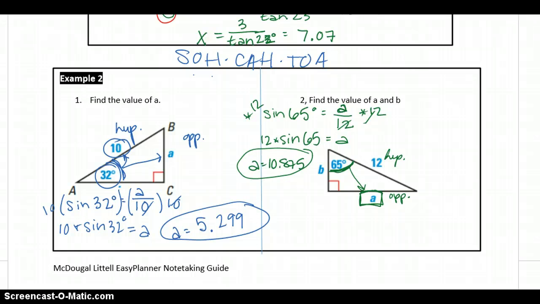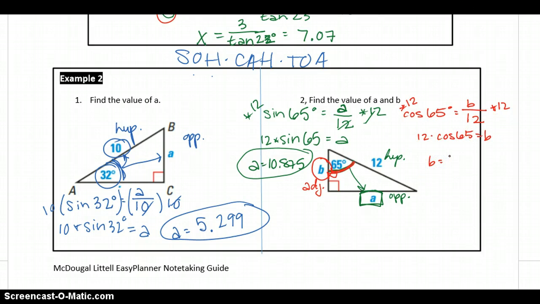Alright, let's find side B now. We still are only given one angle, which is 65. So looking at that angle, B in relation to 65 is the adjacent side, and still 12 is our hypotenuse. So what has adjacent and hypotenuse? That would be the cosine function. So the cosine of our angle, 65 degrees, is equal to the adjacent side, which we are solving for, that's B, over the hypotenuse, which we said was 12. To get B by itself, we need to again multiply both sides by 12. So we get 12 times the cosine of 65 will equal B.